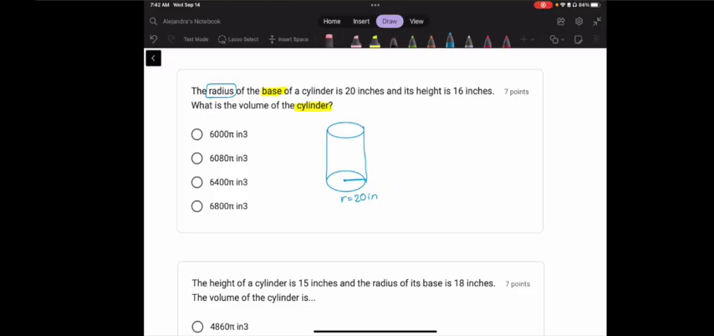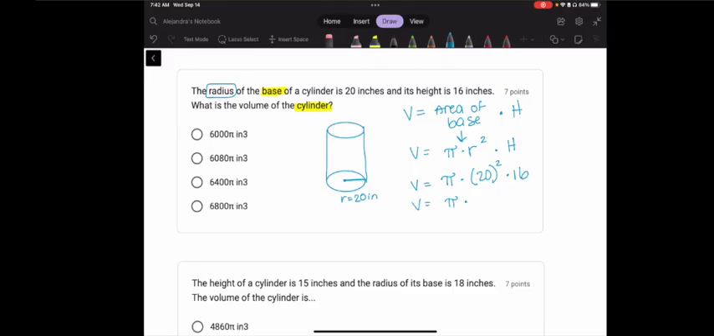Now that's important because to calculate the volume of a cylinder, you have to pretty much calculate the area of the base and multiply times the height. Now, given that the base is a circle, you're going to calculate the area of a circle, which is pi times radius to the second power, and then at the end, you multiply by the height. So that means that here, we're going to have pi times 20 to the second power times 16.